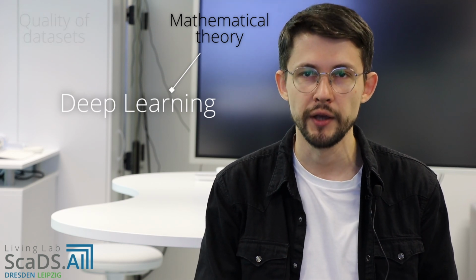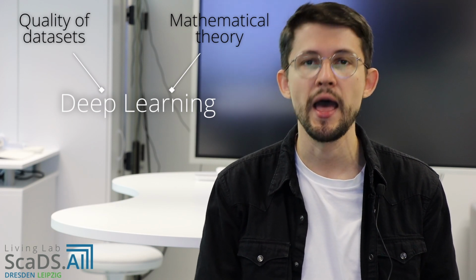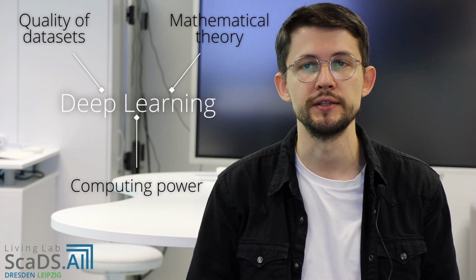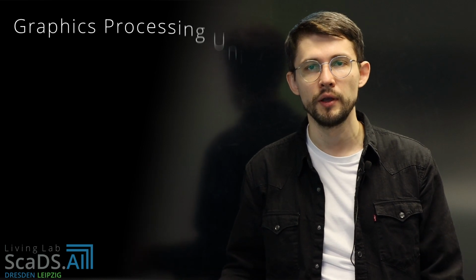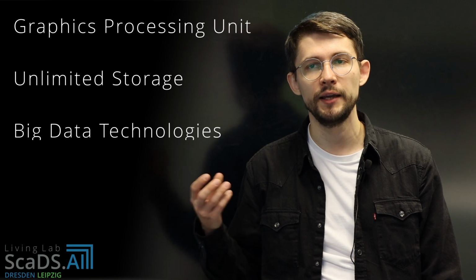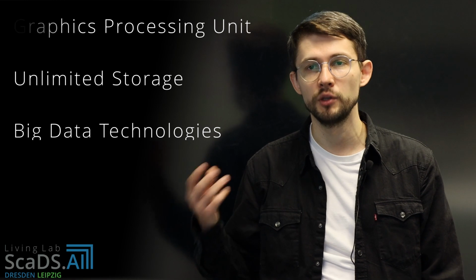There are three factors that contributed to such significant progress in this area: mathematical theory that was already established before the current rising of machine learning and deep learning, development and improvement of quality and size of datasets, and last but not least, computing power that can handle these datasets has appeared. The widespread adoption of GPUs, virtually unlimited storage options, and the development of big data technologies have become the necessary basis for the evolution of deep learning.